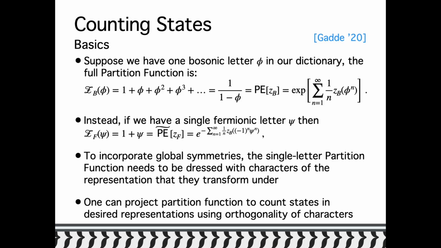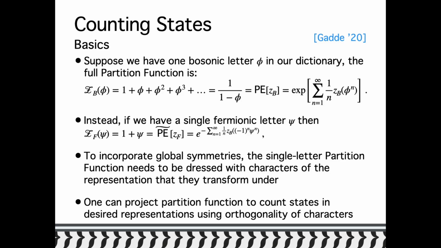What are all of the possible single letters that you have in your theory? The plethystic exponential is essentially a machine that takes that in and gives you all of the possible multi-particle words that you can make. So the easiest example is this.